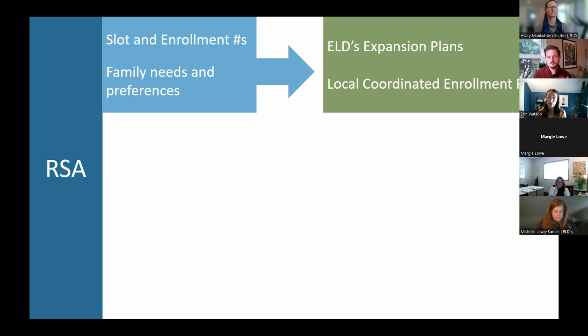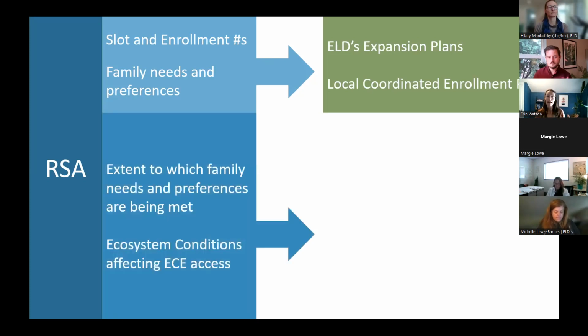However, this year, the assessment, again, builds on what you've done in the past and really digs into a couple additional areas. One of which is, okay, it's not just what are families' needs and preferences, but what are families' perceptions of how those needs and preferences are actually being met? What are the gaps? And all the different ecosystem conditions that you all are asking about that are affecting ECE access, mindsets, policies, connections, human resources, all these different things.